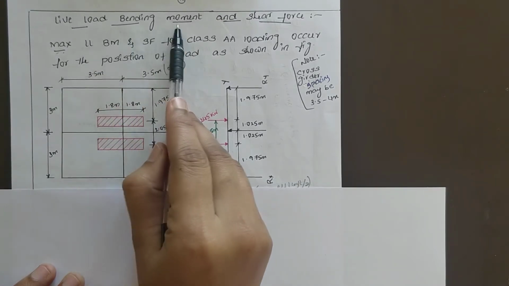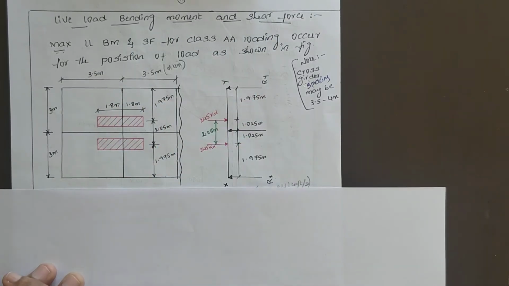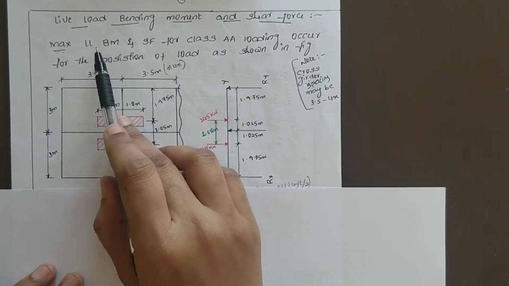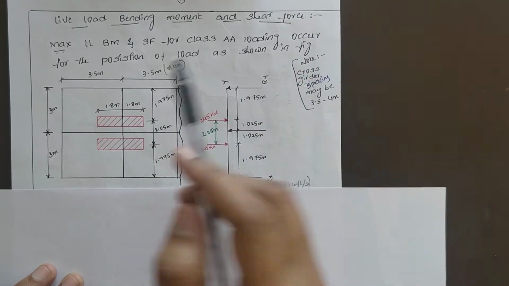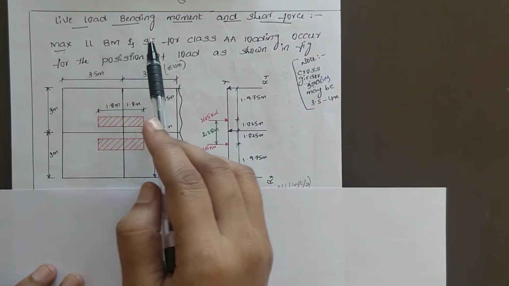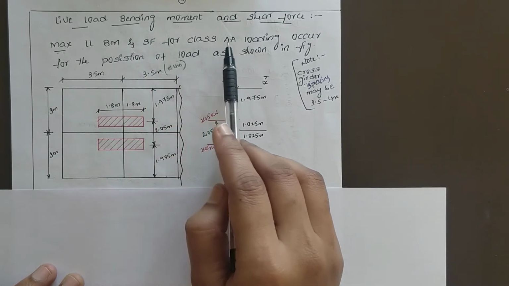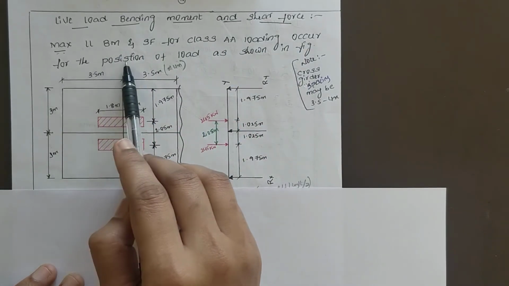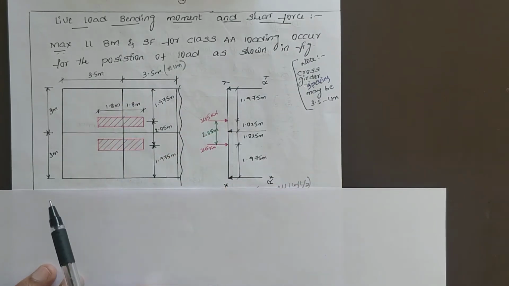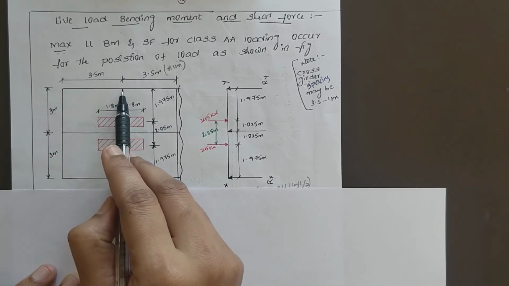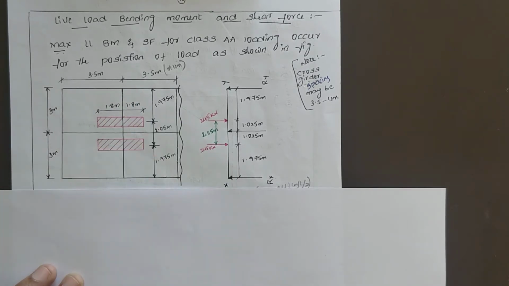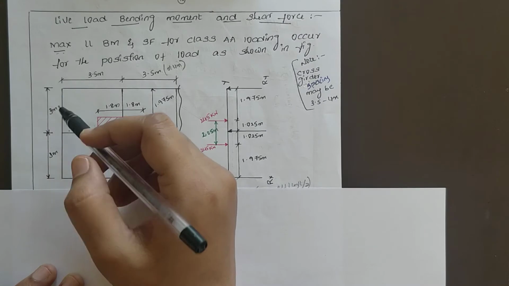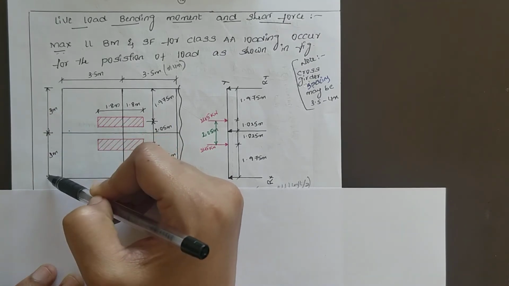Next is live load bending moment and shear force. In order to calculate the live load bending moment as well as live load shear force, the maximum live load bending moment and shear force for class AA loading will occur for the position of load as shown in the figure. Observe this figure. The cross girder spacing is 3.5 meter. Next, the center to center distance between the girders, that is the span, is 3 meter as well as 3 meter.